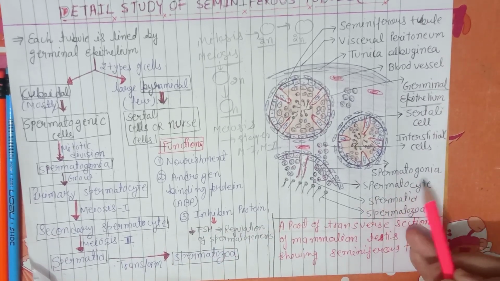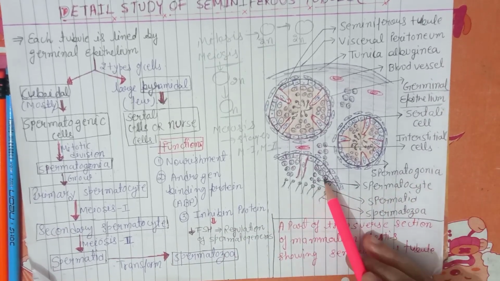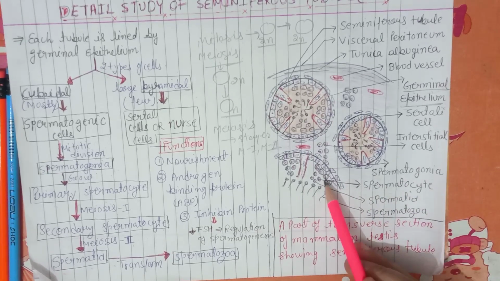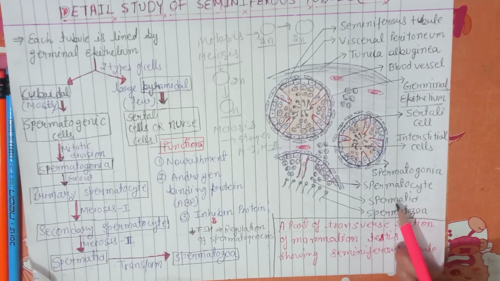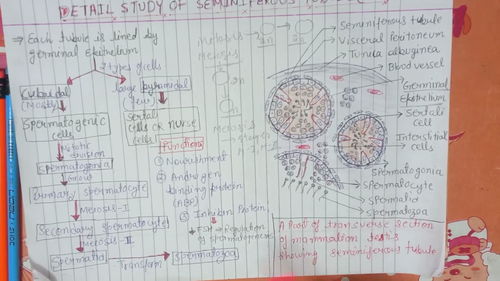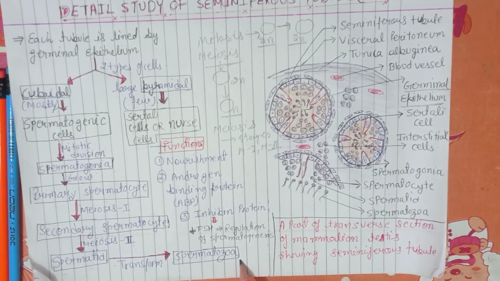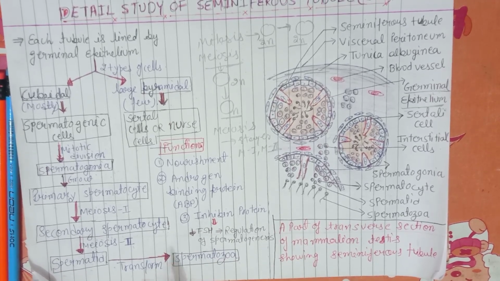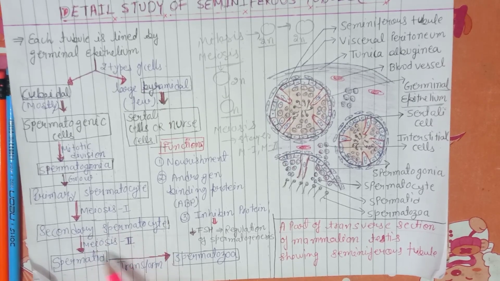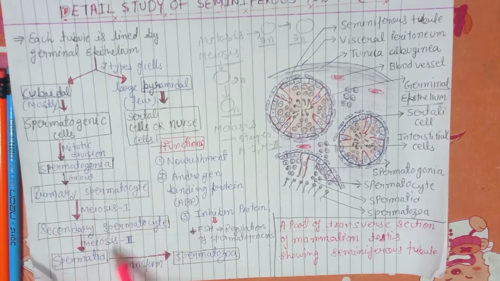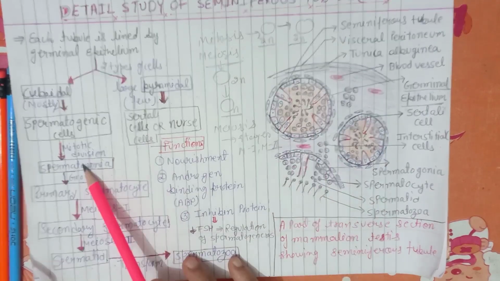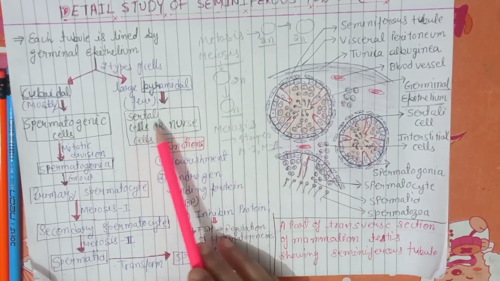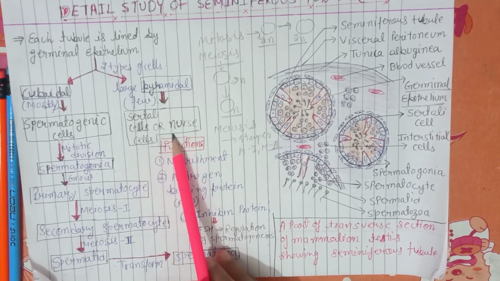Here I have drawn this diagram: these are the spermatogonia, then this is the spermatocyte, then this is the spermatid, and the last structure formed is known as the spermatozoa. These spermatozoa will be formed by the transformation of the spermatid. So this is all about the cuboidal cell which is present in the seminiferous tubule. Now we talk about the next cell, which is the Sertoli cell, also known as the nurse cell.